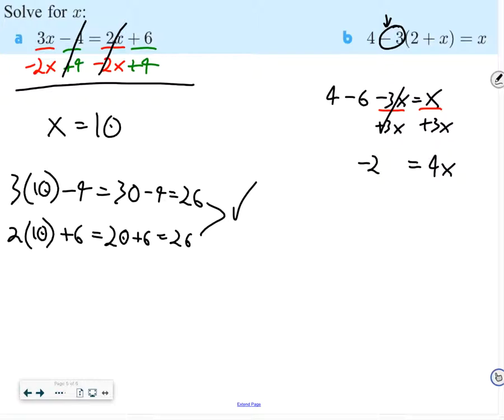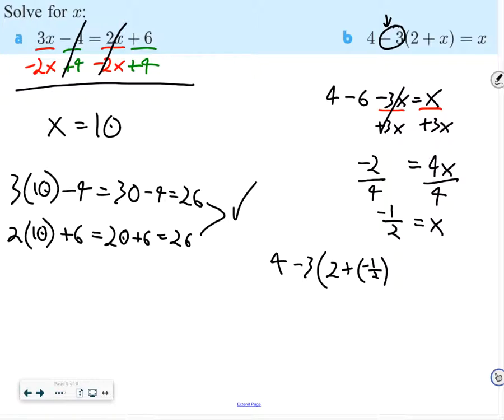Okay, so then I'm going to divide by 4 on this side, divide by 4 on this side, and I'm going to get x is equal to, well, negative 2 over 4, which simplifies to negative 1/2. So to verify my solution here, I'm going to do 4 minus 3 times 2 plus negative 1/2.